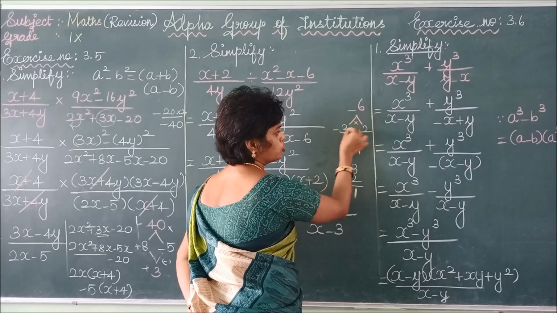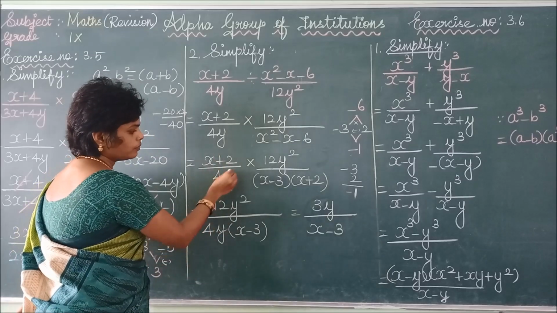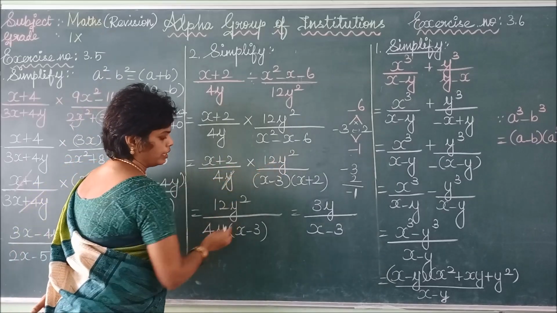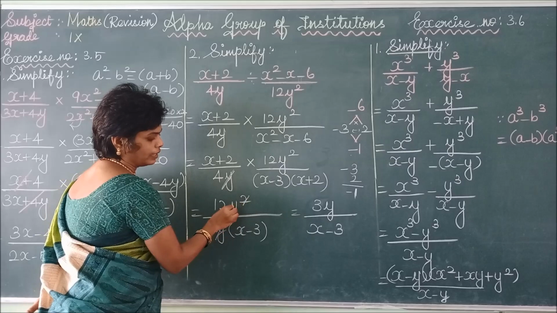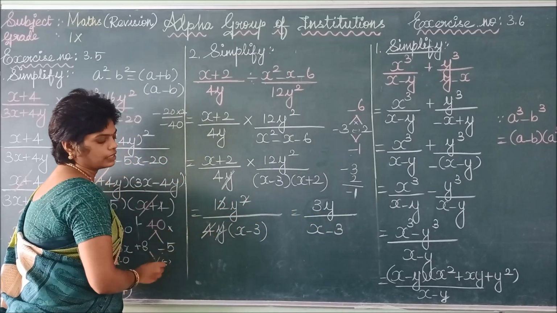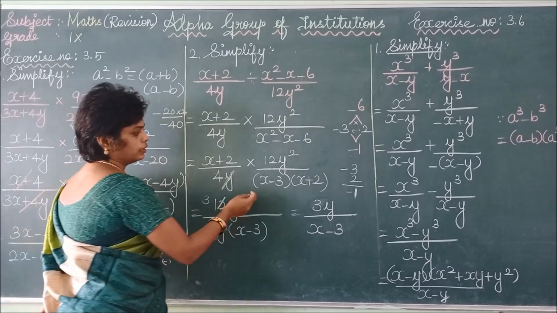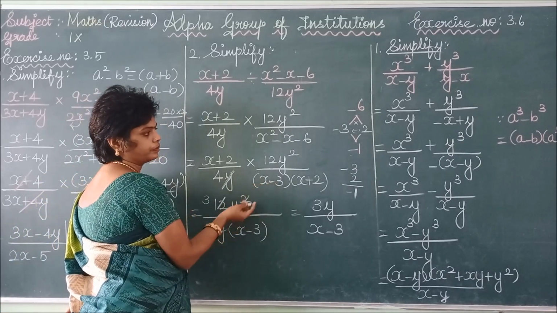When you multiply these two values, you get the result as minus 6. So cancel this y and y. That means y gets cancelled. The result is y. Then 12 and 4 can be cancelled in the 3 table. Then split and write this one.